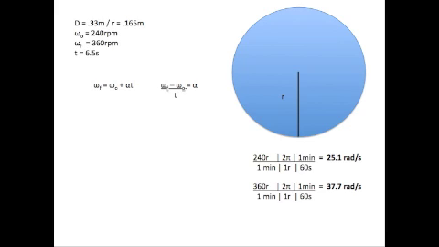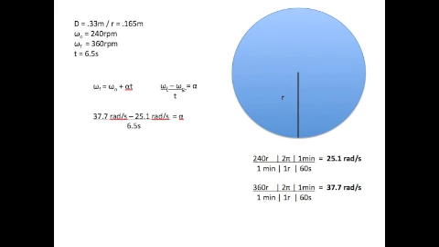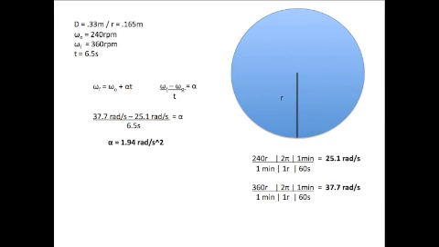Now that we have all that in radians per second as opposed to RPM, we go back to the previous equation. Notice how earlier I isolated the variable alpha, so now we have final velocity minus original velocity divided by t. We plug in the final velocity, 37.7 radians per second, minus the initial velocity, 25.1 radians per second, all divided by 6.5 seconds. Once you do that with your calculator, you get the answer that the acceleration is equal to 1.94 radians per second squared.